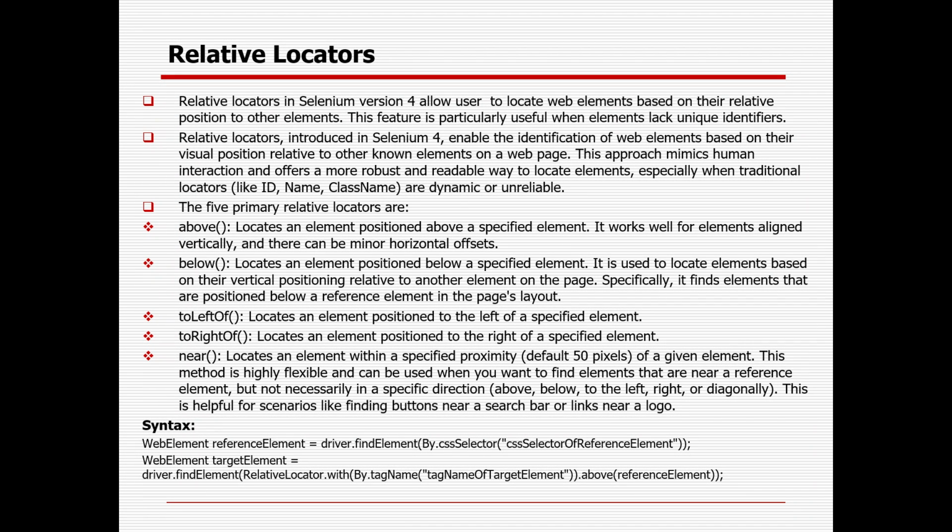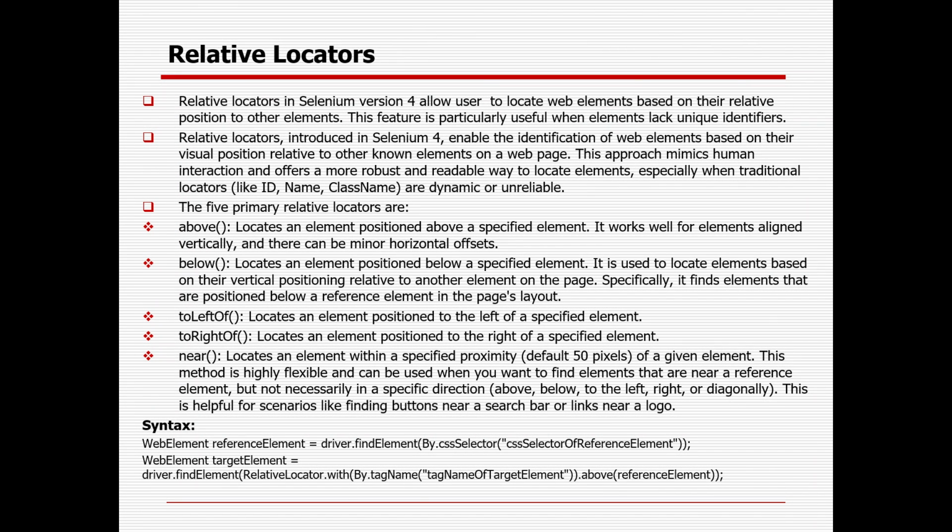Whereas to left of and to right of help the user identify elements on the left or right side of an element. So to left of locates an element positioned to the left of a specified element, whereas to right of locates an element positioned to the right of a specified element. Near, the last of these five relative locators, locates an element within a specified proximity, by default 50 pixels of a given element.